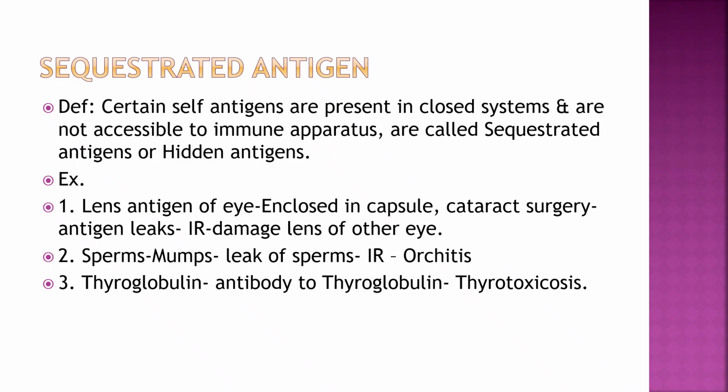Then third example is thyroglobulin. It is present in hidden form, but antibody to thyroglobulin is formed and then that can cause diseases like thyrotoxicosis or Graves' disease.